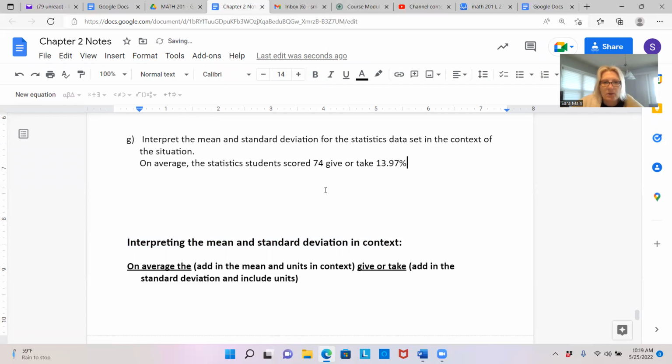And that was probably a percentage is what they use for units on that exam. So make sure you're giving the value and the units. And so on average is what you're going to use. Then you're going to talk about the context. You're going to give the mean and the units. And then you're going to write give or take. Give or take is what is describing the word standard deviation. You won't actually say standard deviation. And then you're going to give the value of the standard deviation along with units.